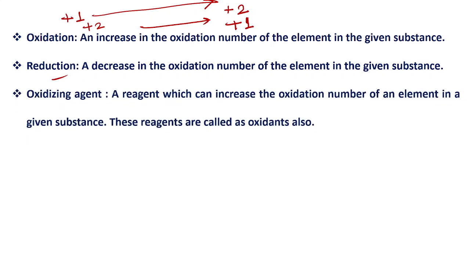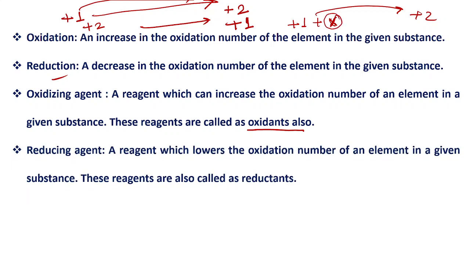Another, oxidizing agent, a reagent which can increase the oxidation number of an element in a given substance. These reagents are also called oxidants. See, this is transferring from plus 1 to plus 2. Now this transfer from plus 1 to plus 2 will need the help of some element X, it can be anything. Now this X will be known as the oxidant.